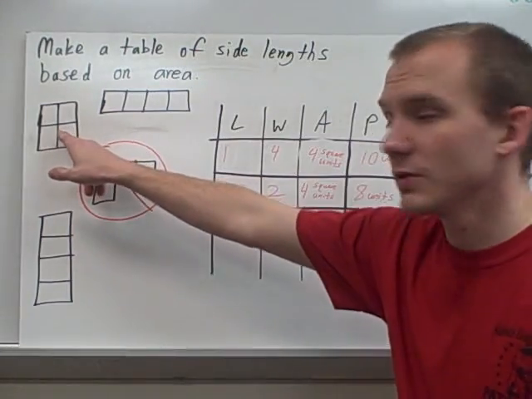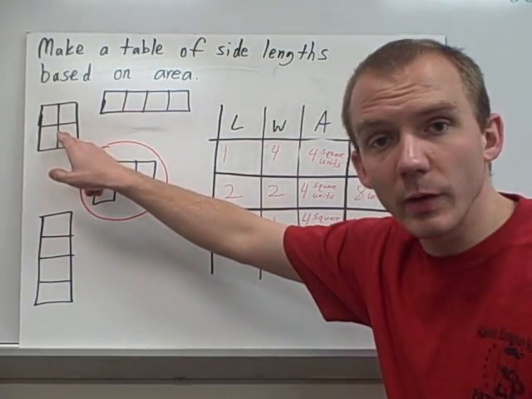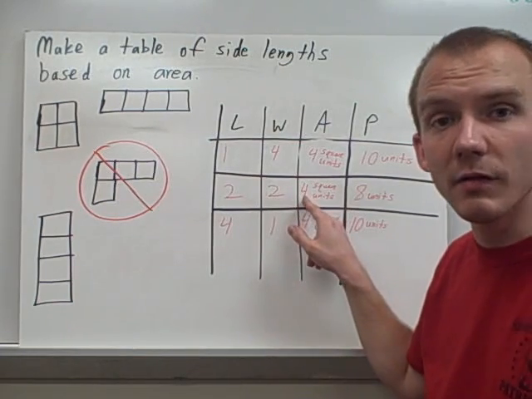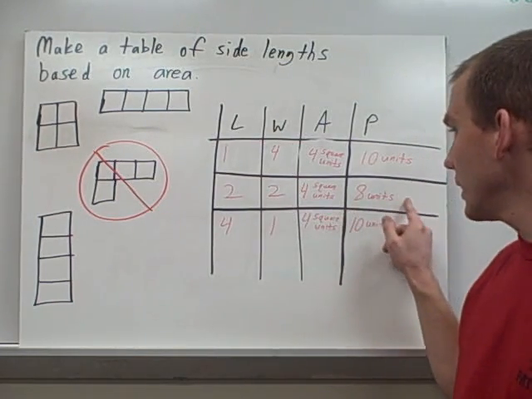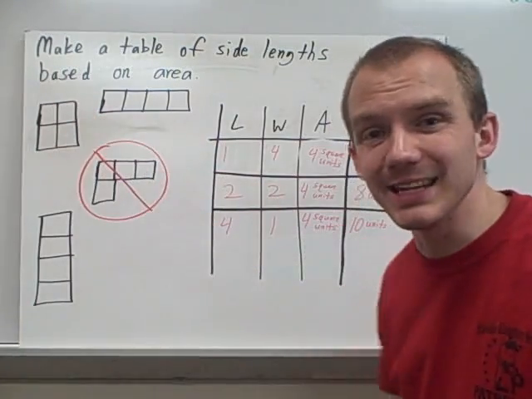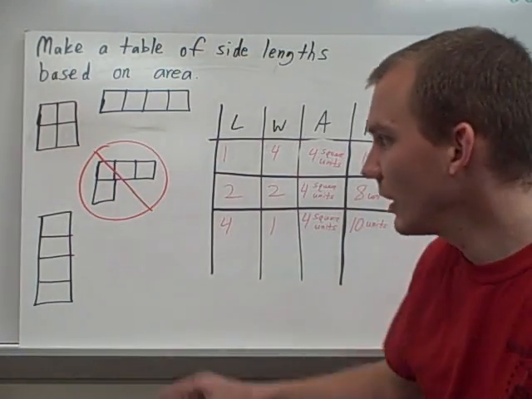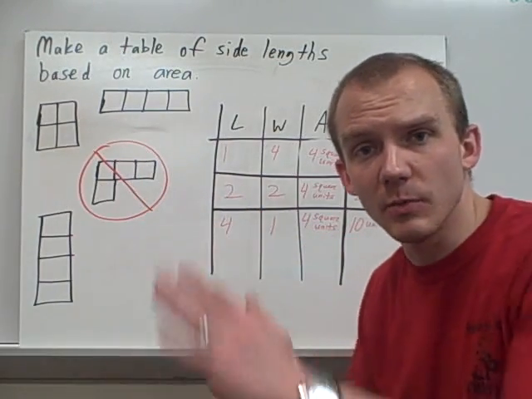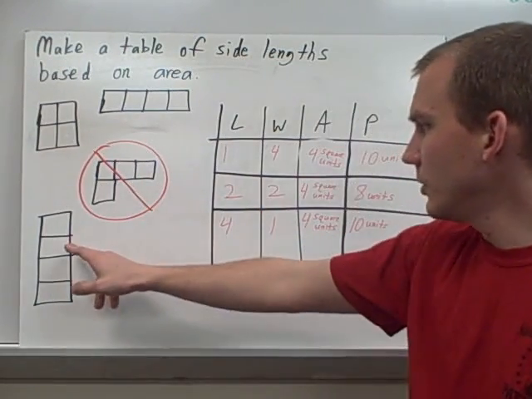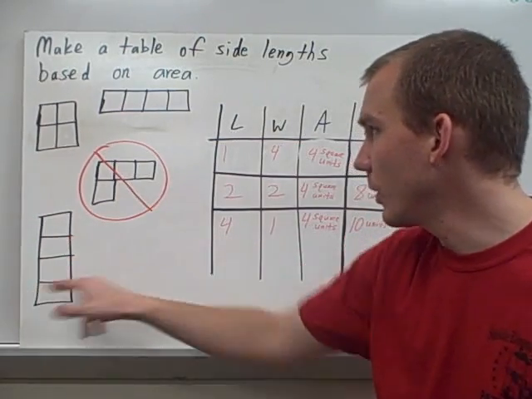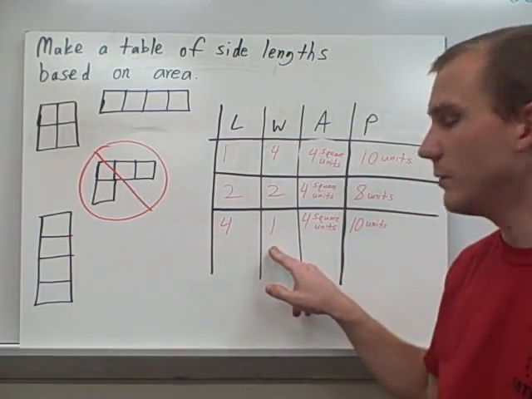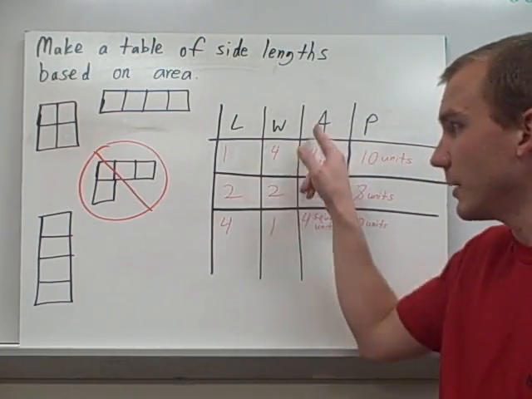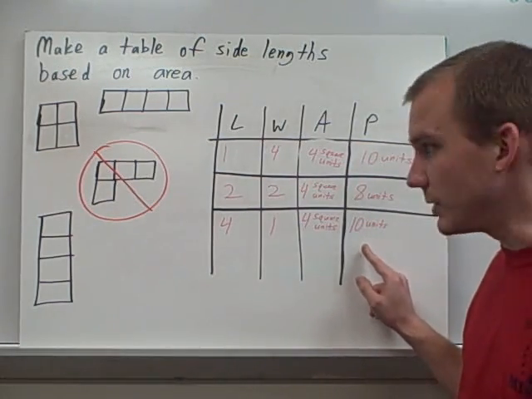Then let's look at this one over here. It's actually a square. It has a length of 2, a width of 2, an area of 4 square units. And the perimeter all the way around is 8 units. And finally, this looks a lot like this one up here because it's pretty much the same one, just flipped on its side. You have a 4 for your length, 1 for your width. 4 times 1 is 4 square units. So again, our area is all the same, and our perimeter is 10 units.